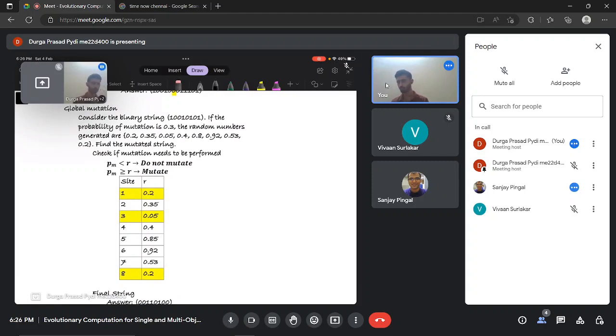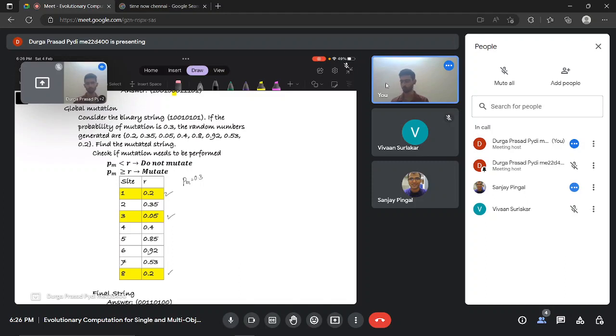I have populated one table here. You see these are your sites and these are your random numbers generated, and your probability of mutation is 0.3. The first thing is to see which random numbers are less than 0.3. It's 0.2, 0.05 and then again 0.2. These are the variables that you would like to change and all others remain untouched. For these you convert 1 to 0 and 0 to 1.